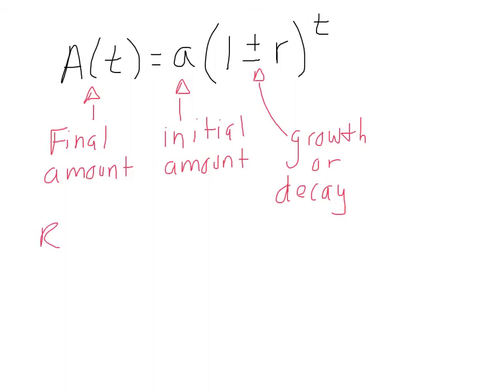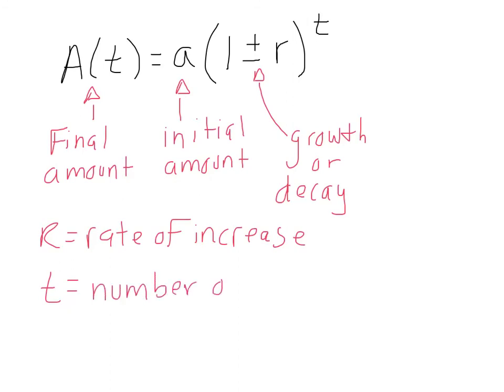Now r stands for our rate of increase. So that'll be something like a percentage or a scale factor. And then t, like most problems, stands for time. So this will be the number of time periods. But notice that this equation is still very similar to the ones we studied at the beginning of the section. It's just some base being raised to some variable that we don't know.